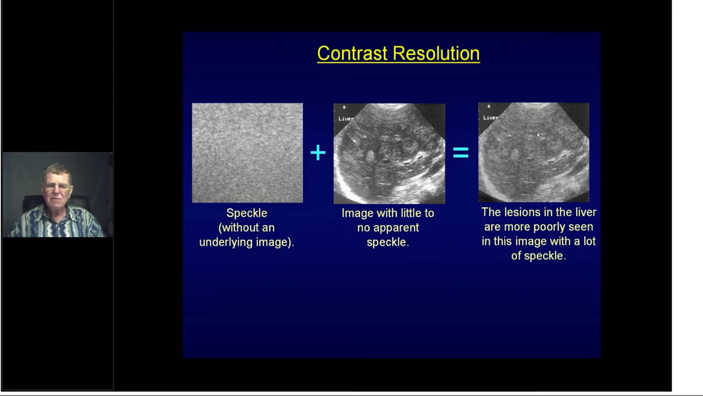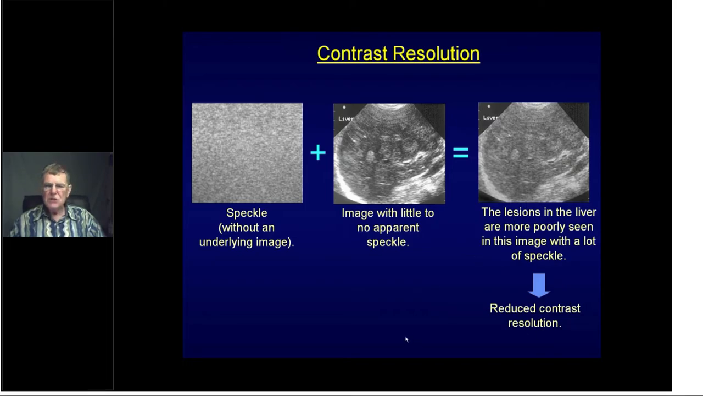In fact, if we have liver lesions that are very subtle within that patient, they would probably disappear with that level of speckle within the image itself. So that speckle has degraded the contrast resolution. The image on the right here has far poorer contrast resolution compared to this middle one.